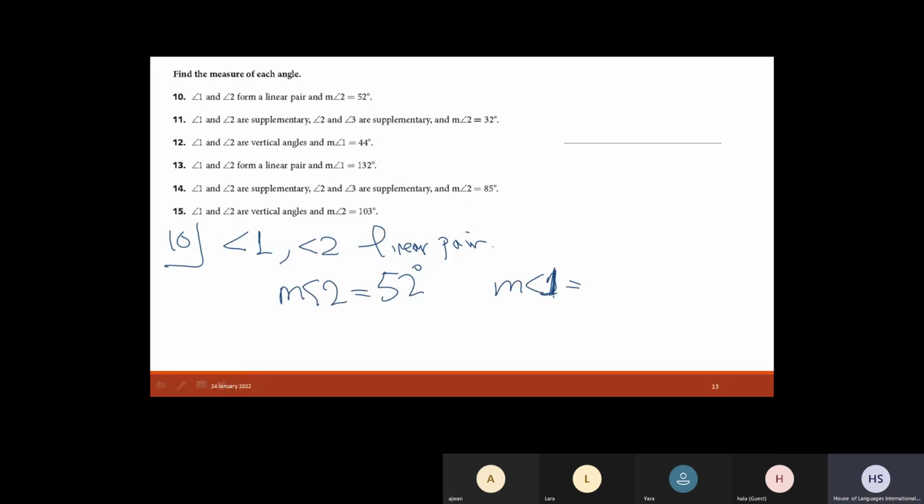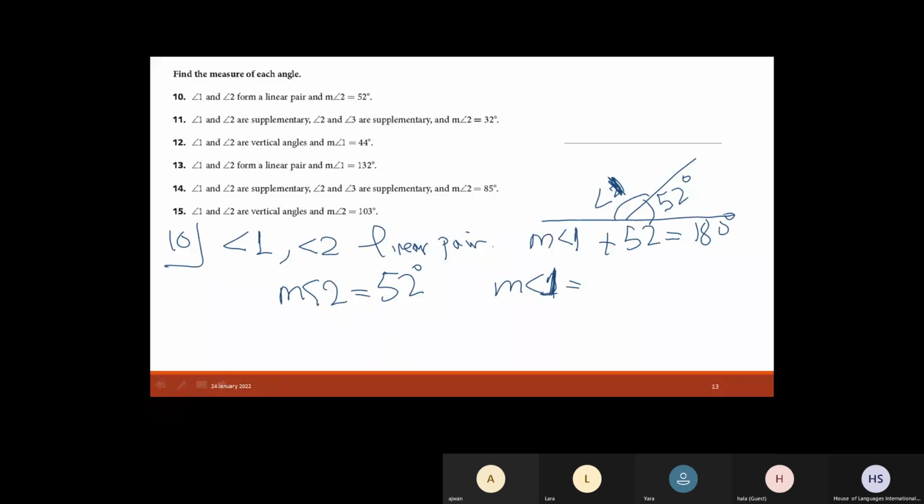How do you solve it? Linear pair, what does it mean? This is angle 1, this is 52, and this is angle 2. You want to find the measure of angle 1 first. So now, the measure of angle 1 plus 52 are what?